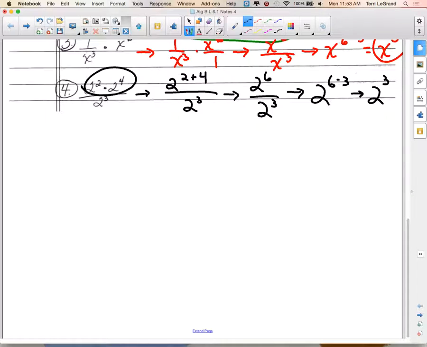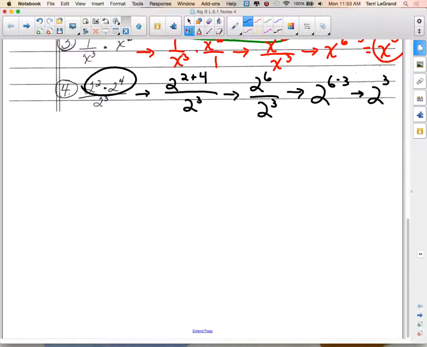Is it 2 to the 6th or should it be 2 to the 8th? 2 to the 6th. It's a power to a power that's the multiply exponents. And we're taking a power times a power with the same base, we add their exponents. 2 factors of 2, 4 more factors of 2, all together we end up with 6 factors of 2.